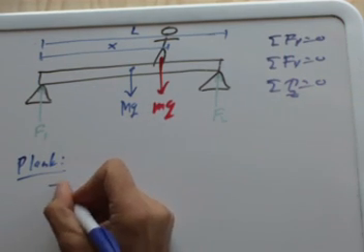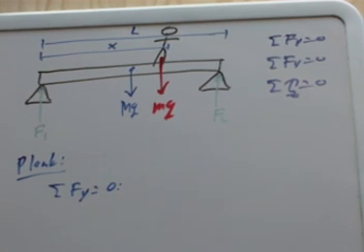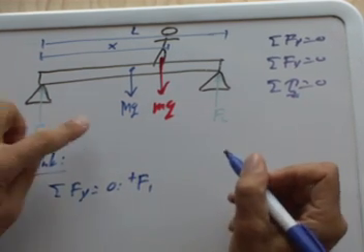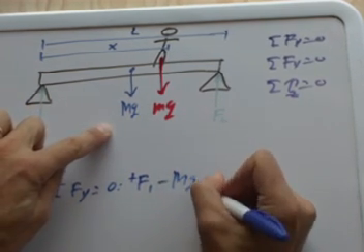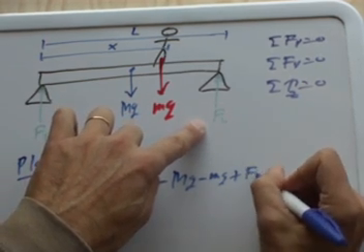So the first thing we'll do is say, okay, let's see what happens when we sum all the y forces and set those equal to 0. So if I look at the problem here, I have an F1 up, and I'll say up is positive. I have the weight of the plank down, and I have the weight of the person down, and I have another push on this side up, like that.